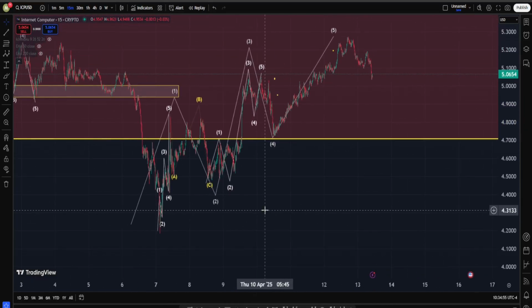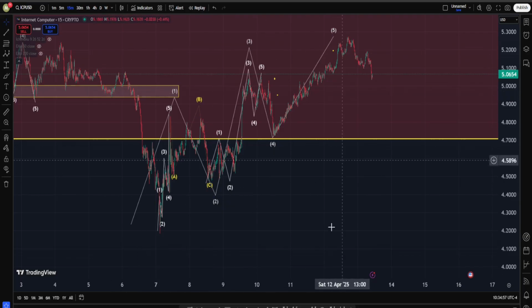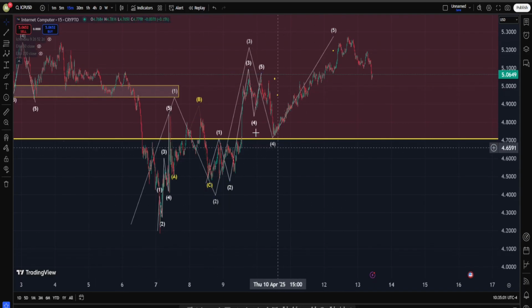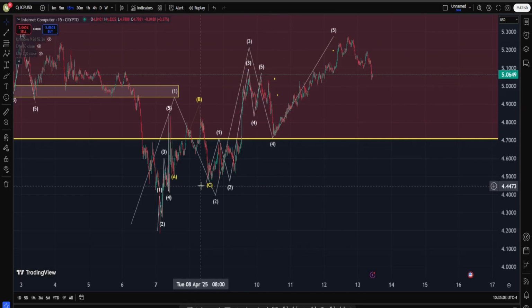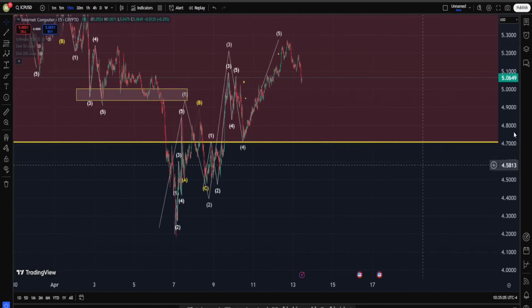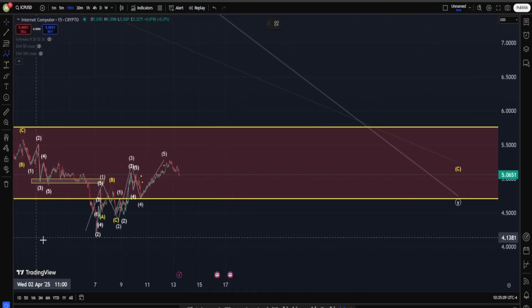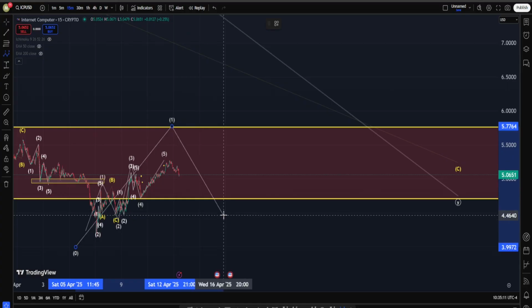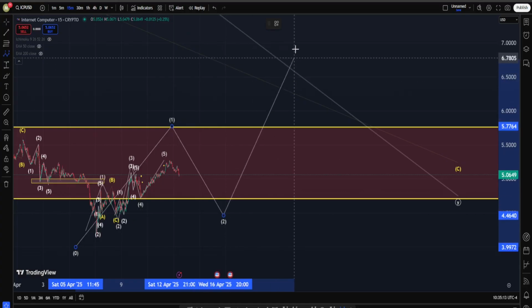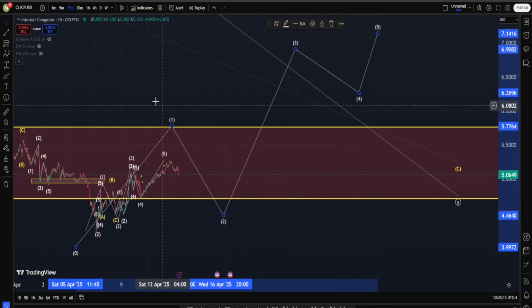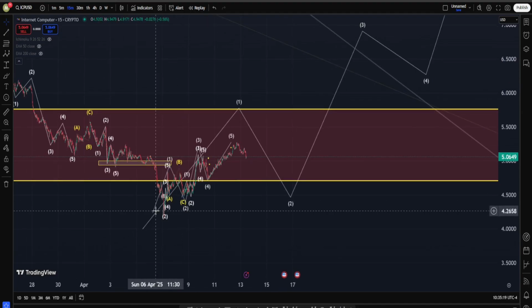So as you can see, not only can we consider, on a higher degree in ICP, a series of 1-2s, but also the possibility of a wedge. On a higher degree, I'm hoping that this is going to be a wave 1, and then we're going to have a correction for wave 2, followed by a big move up into wave 3, 4, 5 if the final low in Internet Computer is already in.